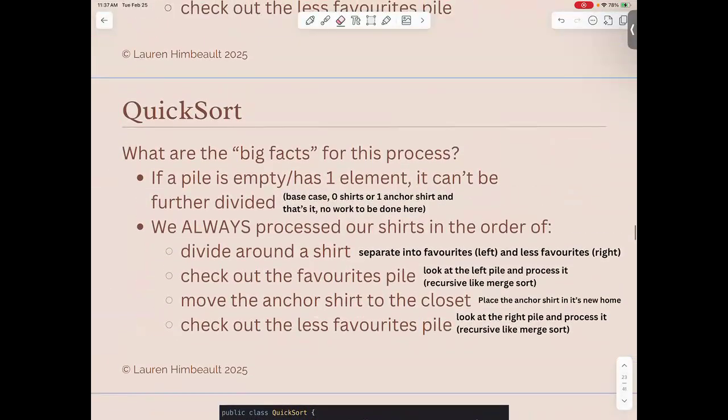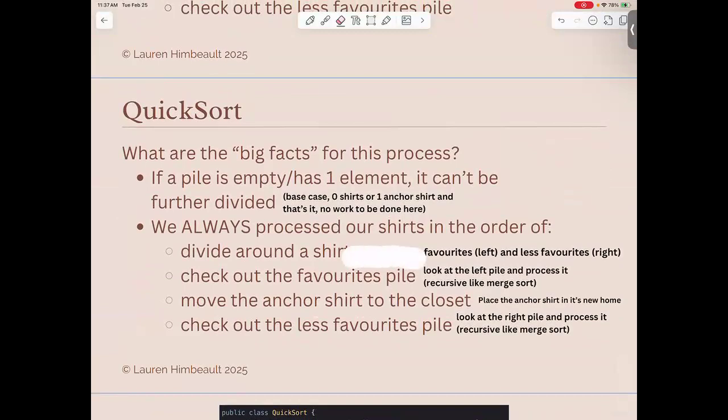So we can see that if a pile is empty or has one element, it can't be further subdivided. This is our base case. Zero shirts or one anchor shirt, and that's it. There's no work to be done here. There are no comparisons to be made. That's our base case, whereas the other situation is our recursive case.